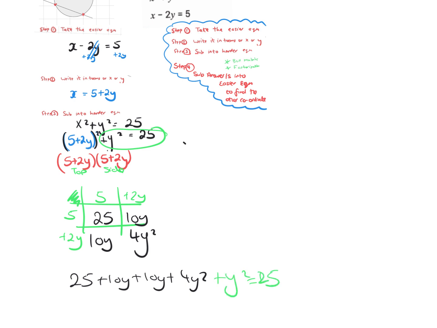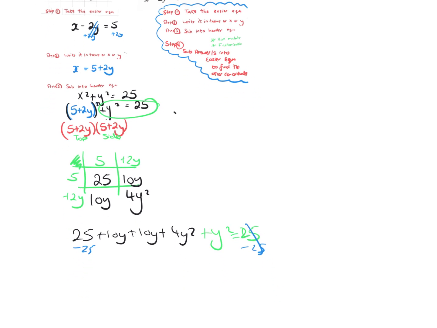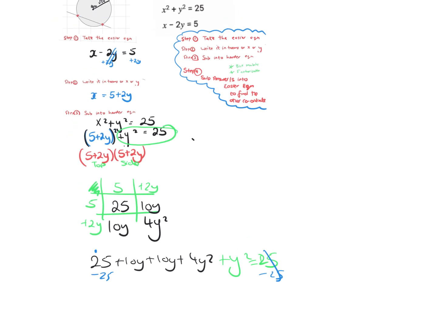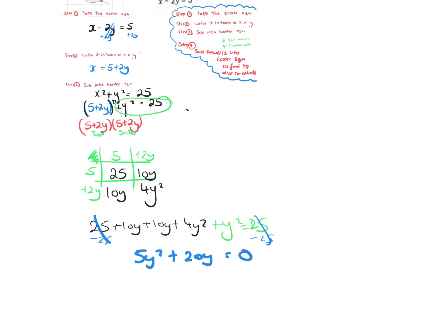Now we always want it to equal 0. So I'm going to do minus 25 on both sides. They're going to cancel. So that looks nice. And really what I have is 5y squared plus 20y equals 0. Now at this point, I'm going to divide by 5, make it a little bit nicer. And I have y squared minus 4y equals 0.